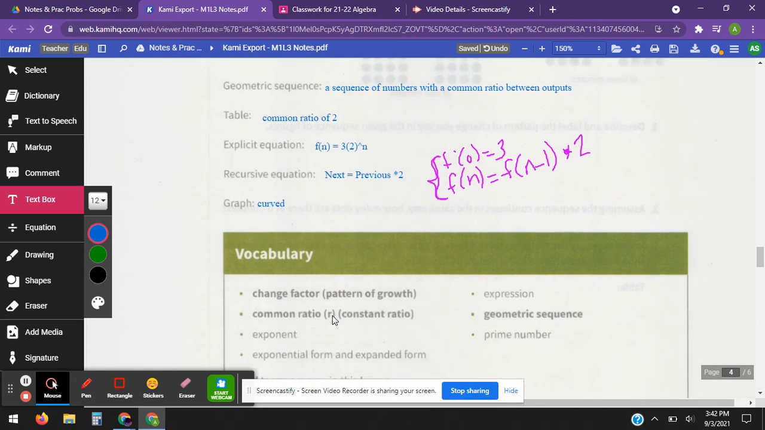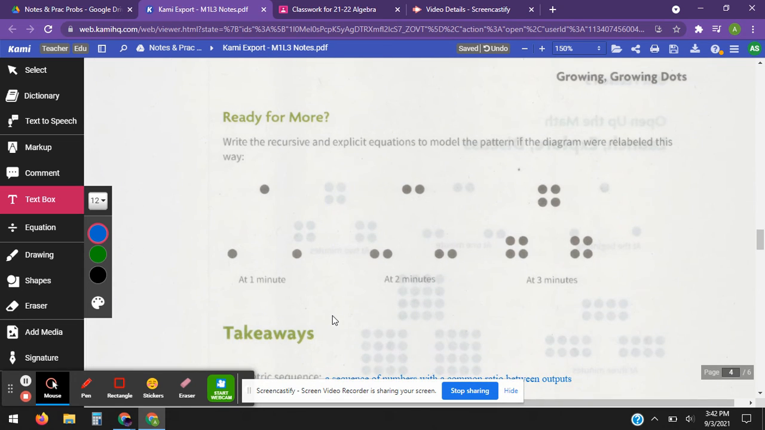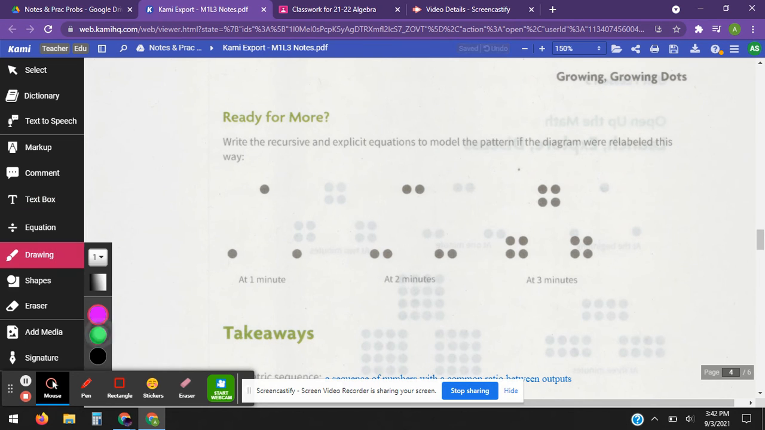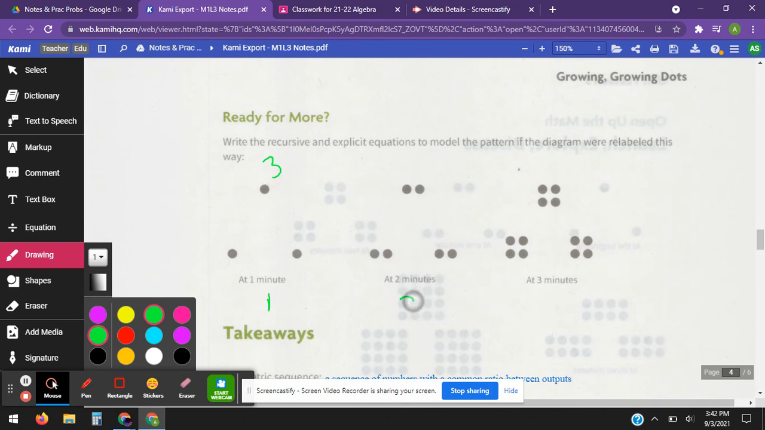So now that we've done that, let's try our Are You Ready for More? Write recursive and explicit equations to model the pattern. The diagrams were relabeled this way. So, similar idea as to what we just had, only this time 1 has 3, 2 has 6, 3 has 12.